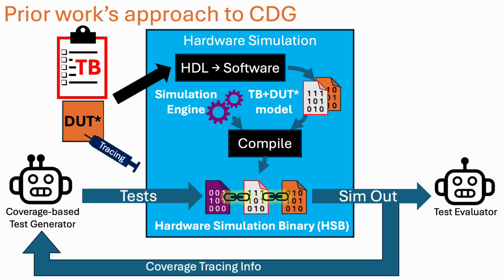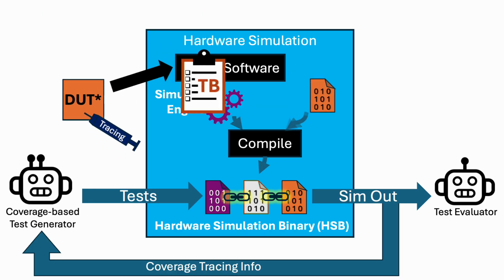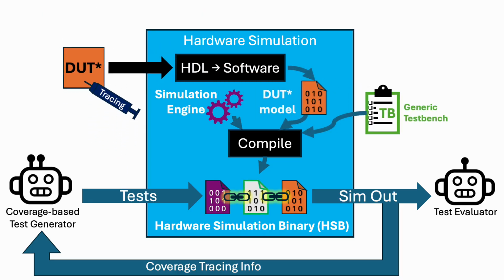So the authors of Fuzzing Hardware Like Software saw a really interesting opportunity here, where we can potentially get rid of this custom test bench by moving that test bench to much later. So after the actual design under test is made into a software model, at that point compiling it with a generic test bench to create the hardware simulation binary.